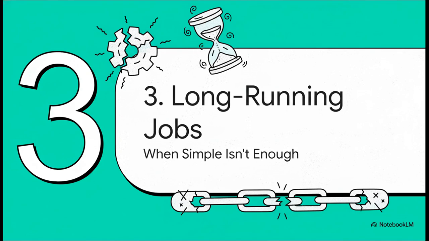But here's the thing. ATQ isn't a silver bullet. It has its limits. It's really designed for tasks that are pretty quick and self-contained. The moment we start talking about long-running complex jobs, well, that's when our simple toolkit starts to show its cracks.